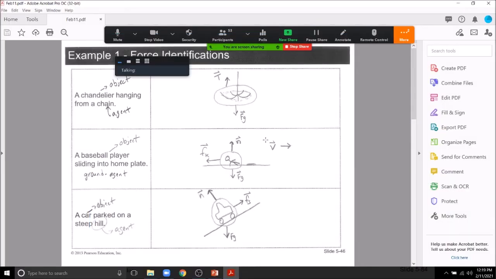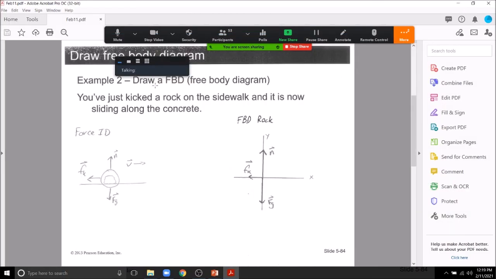Where is that? Right here. Draw a free body diagram, FBD. I'm going to abbreviate a lot, FBD. You've just kicked a rock on the sidewalk, and now it is sliding along the concrete. Here's the force identification diagram for that.